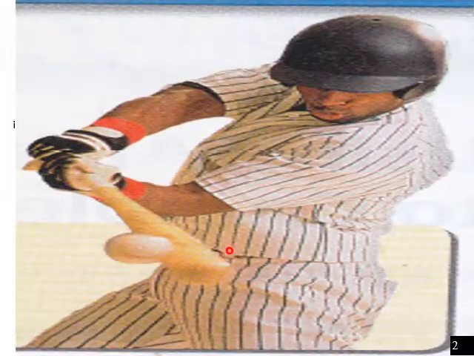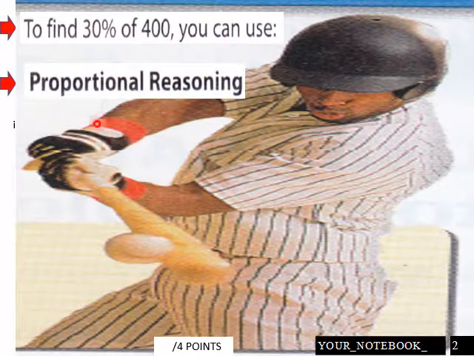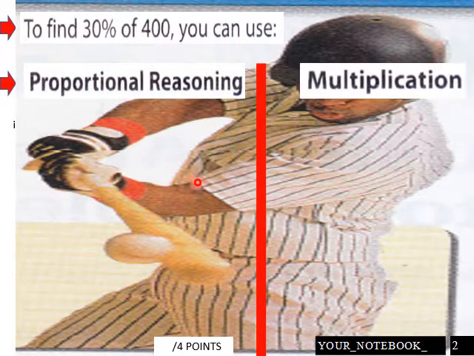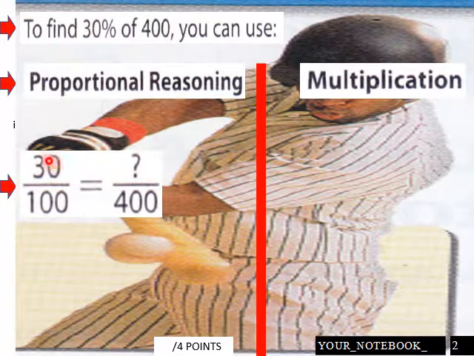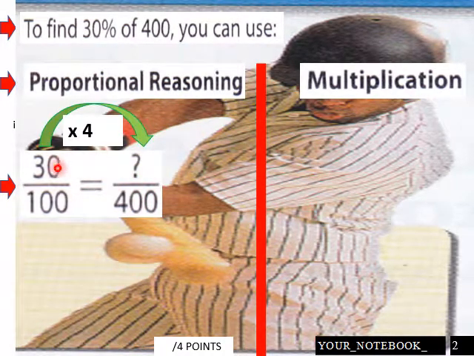So to find 30% of 400, remember we did that problem in part 1, you can use proportional reasoning. So an example of proportional reasoning. And then we're going to also show an example here of multiplication. So for proportional reasoning, 30 over 100 would equal how many over 400 would be the question. So how do we get here?